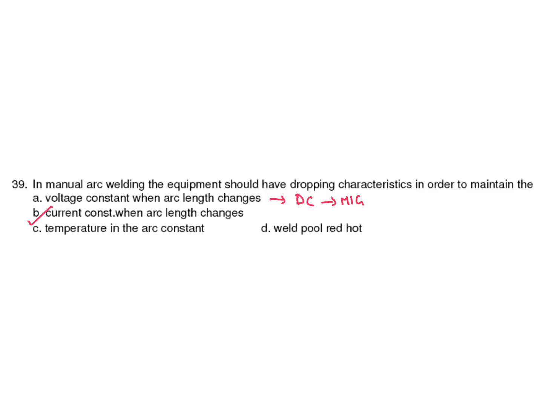This is very important. For DC welding or MIG welding, or automatic welding, we are using constant voltage type, and for manual welding we are using constant current type.